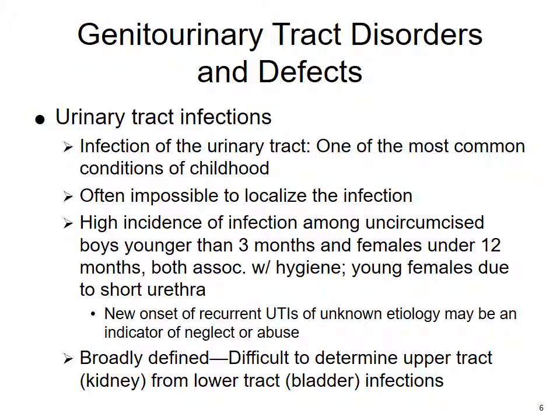There is a higher incidence of infection among uncircumcised boys younger than 3 months old and in females younger than 12 months old. And both are associated with hygiene issues. And with the young females in particular, it's due to their anatomically having a short urethra. So this is a teaching opportunity for parents to be changing diapers when wet, to not be letting their infants sit in a wet diaper, and also to be doing peri-care with all of their wet diaper changes.